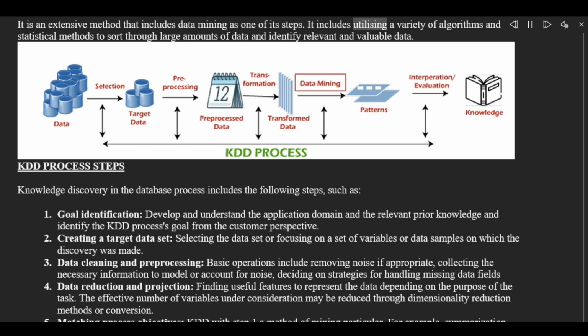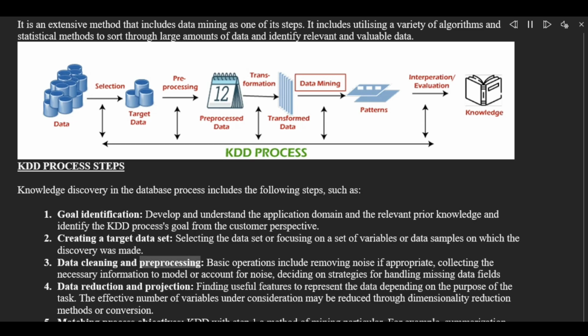It includes utilizing a variety of algorithms and statistical methods to sort through large amounts of data and identify relevant and valuable data. KDD process steps. The knowledge discovery in databases process includes the following steps, such as goal identification: develop and understand the application domain and the relevant prior knowledge, and identify the KDD process's goal from the customer perspective. Creating a target data set: selecting the data set or focusing on a set of variables or data samples on which the discovery was made.